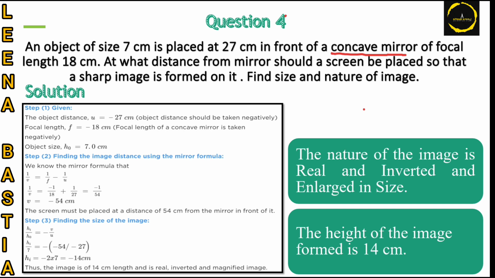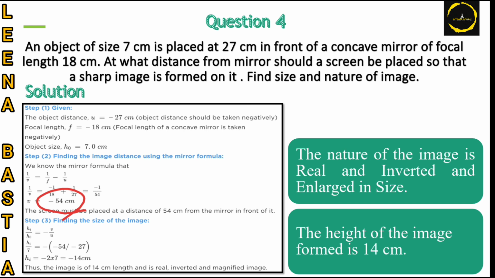Here just see this, the object size is given. So HO is given as 7 centimeter. Now let us put these values in the mirror formula. Mirror formula you have to write first. Because we have to find out V, this is the formula. You can also write the original formula. You will get this formula, put the values, and get the answer as minus 54.